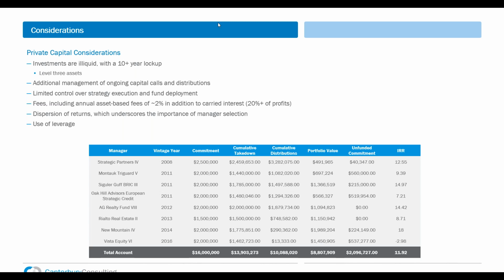The last 3 I'm going to sort of lump together under manager selection. These are more expensive investments. They come with higher fees. There is a large dispersion of returns between the top quartile managers and really everybody else. If you're not in the best funds, it really doesn't make sense to invest in private capital, because they don't outperform the benchmark and they don't outperform the public markets.